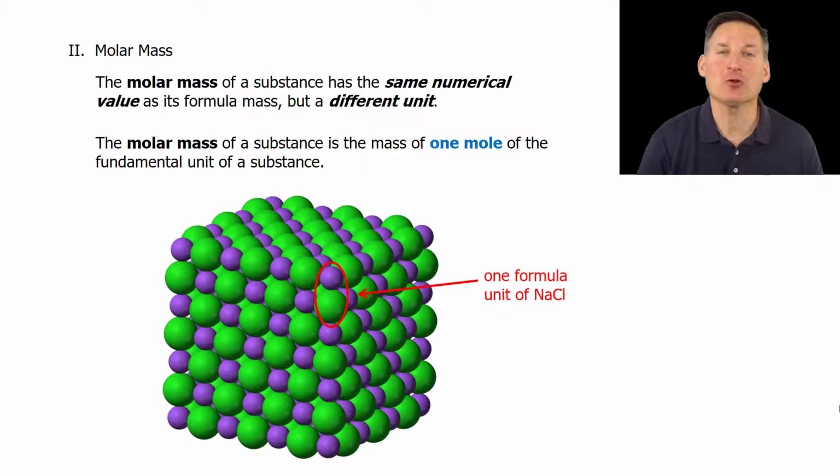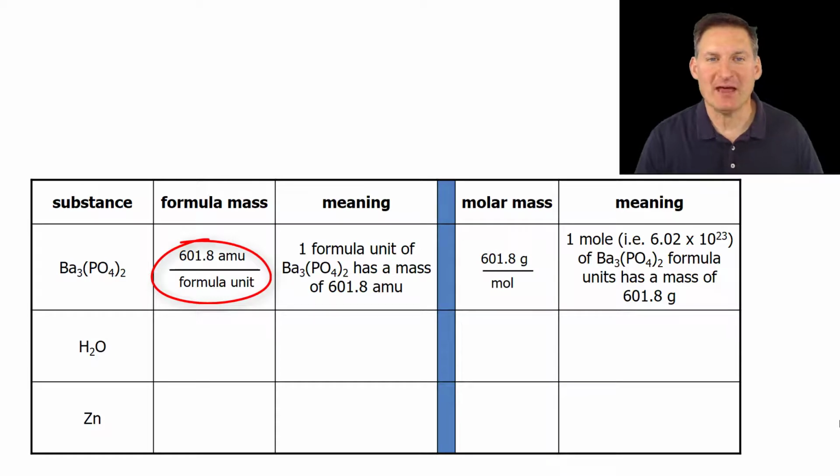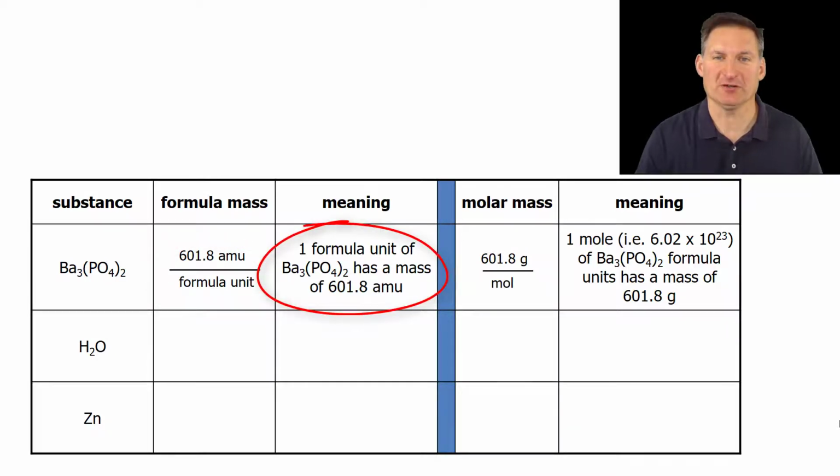Therefore, the unit of molar mass must be much larger than formula mass. And in fact, it is. The unit of mass for molar mass is a gram, or more precisely, grams per mole. Let's look at this more closely. In the first row of this table, we have our result for barium phosphate that we calculated a minute or so ago. The formula mass was 601.8 AMUs per formula unit. That means 1 tiny little formula unit, which is comprised of 3 very small barium ions and 2 very small phosphate ions, weighs 601.8 AMUs.